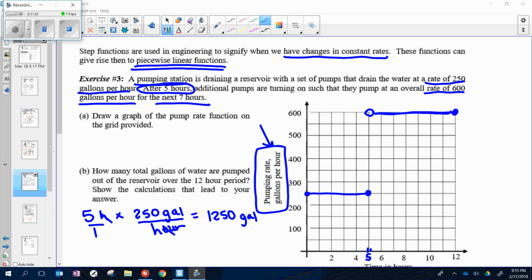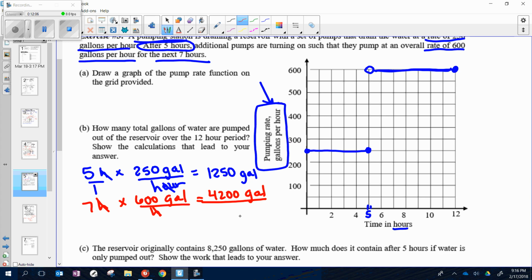And then we got 7 hours at 600 gallons every hour. That's another 4,200 gallons for a total of 5,450 gallons for the 12-hour period.